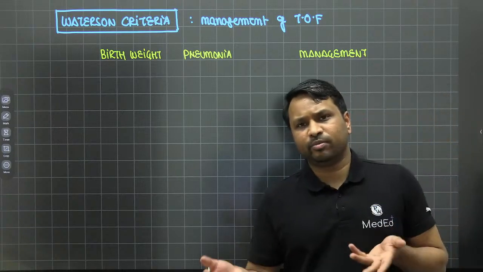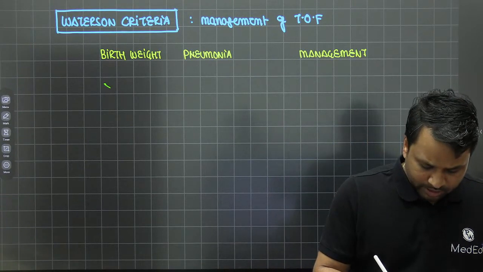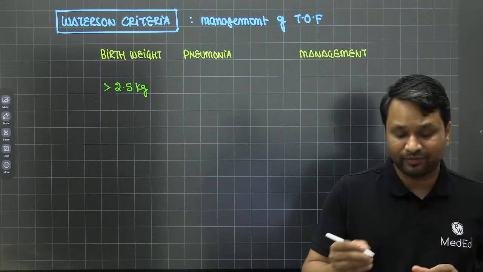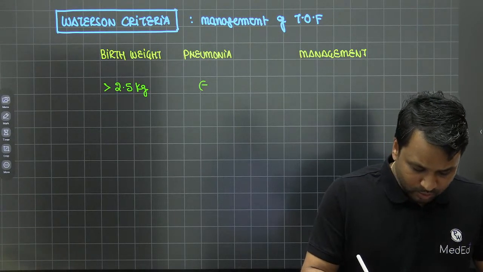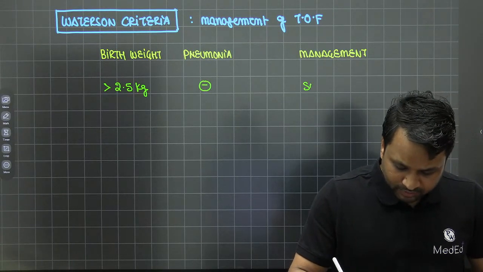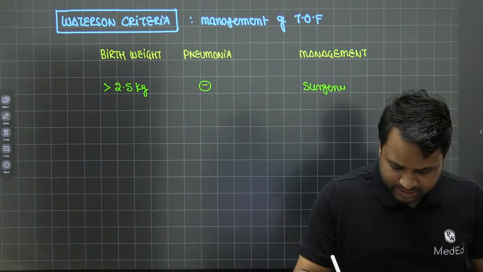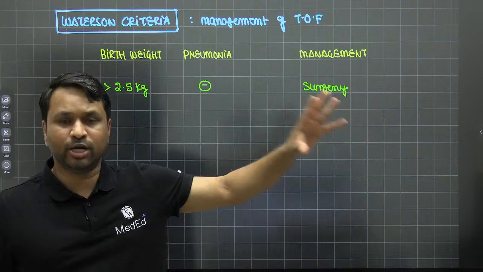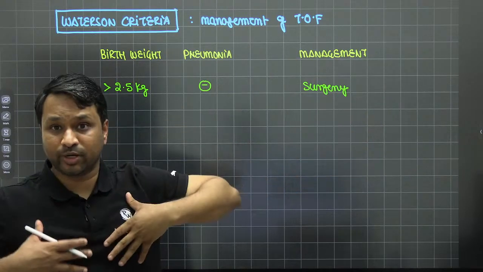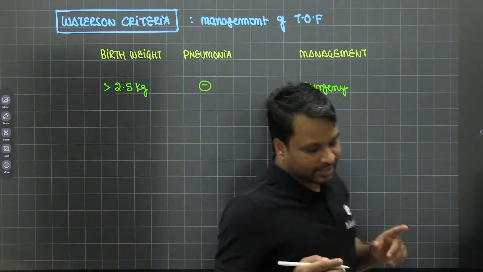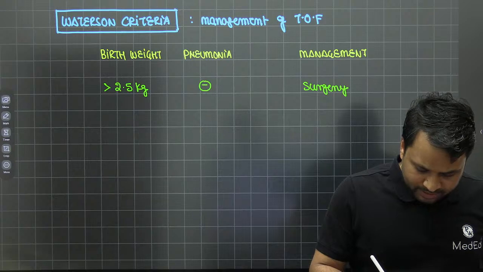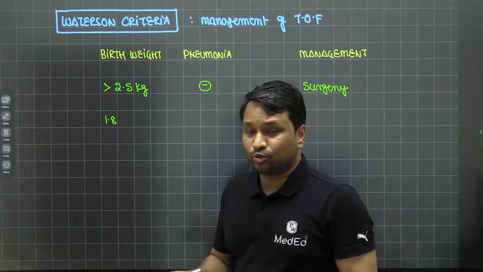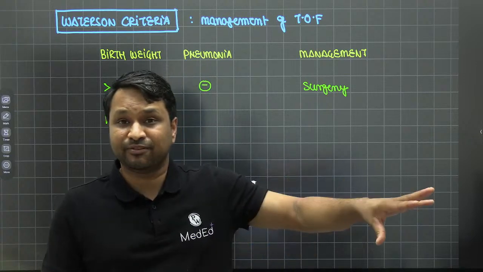Now, a normal birth weight would be more than 2.5 kilograms, and that is what I expect the baby to have. If the weight of the baby is more than 2.5 kilograms, and there is no pneumonia, then you have to directly take the baby for surgery. There is no brainer. Birth weight is good. There is no pneumonia. There is no respiratory distress. Take the baby for surgery as early as possible.